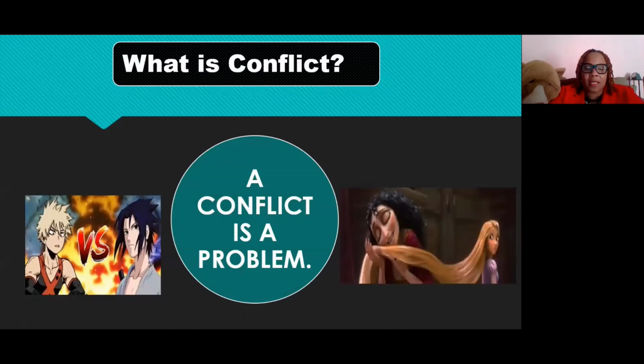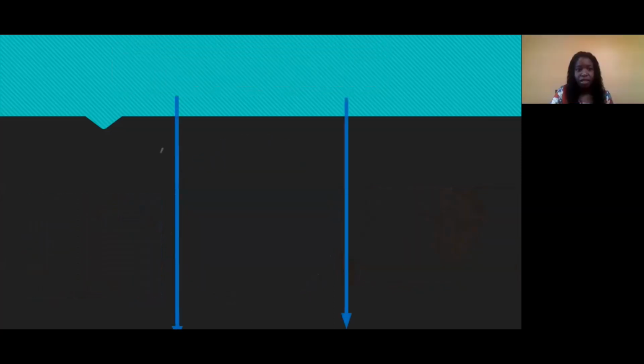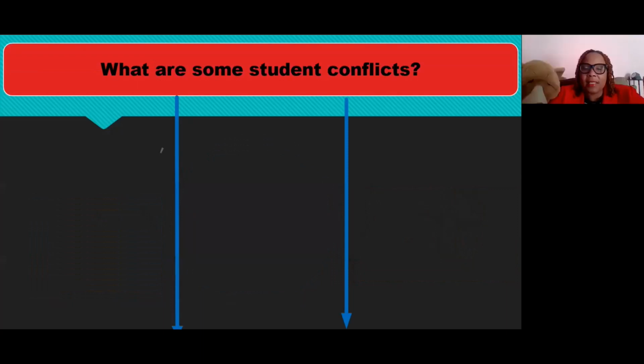A conflict is simply a problem. So in the two pictures to the left and right, we have persons with conflict. And especially to the right, we have someone sniffing another person's hair. That's totally not something you would want to happen to you. That's a conflict. And on the left, we have two persons who are looking like they're about to fight. Do you have any conflicts or problems in your life? Yes, they do. Okay, very good.